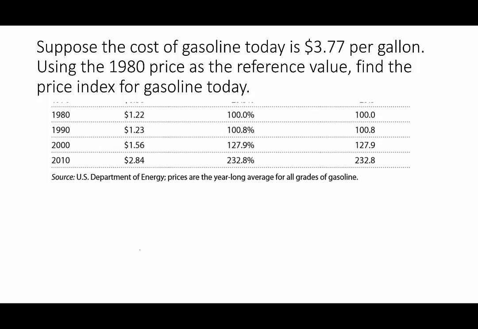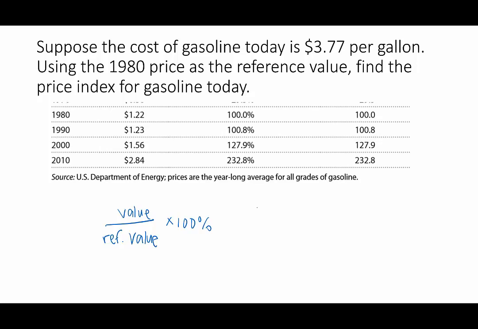Okay, so now you have your calculator using the 1980 as the reference value. So remember, reference value, that goes in the denominator. And then whatever we're asked to find would go in the numerator. And then what we need to do is multiply by 100, or by 100%, to convert it into that percent or price index.